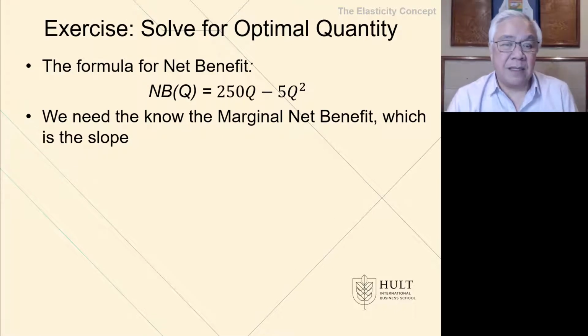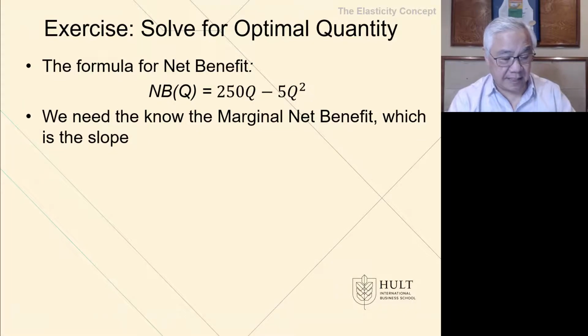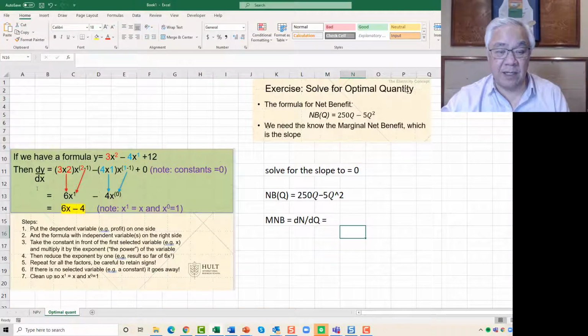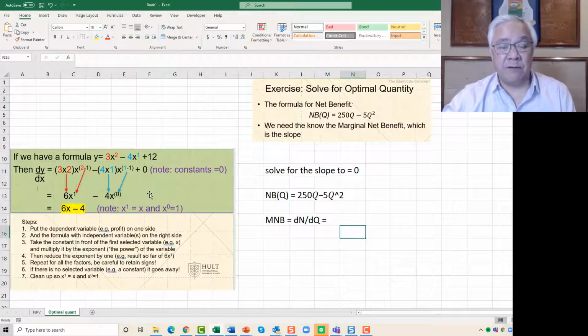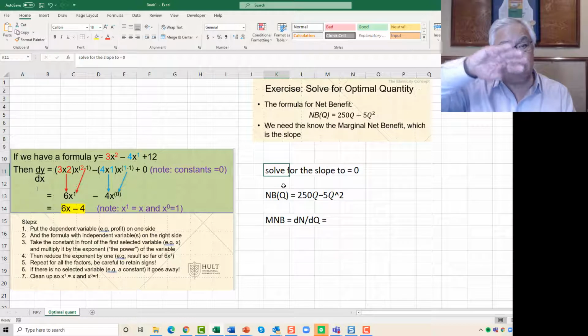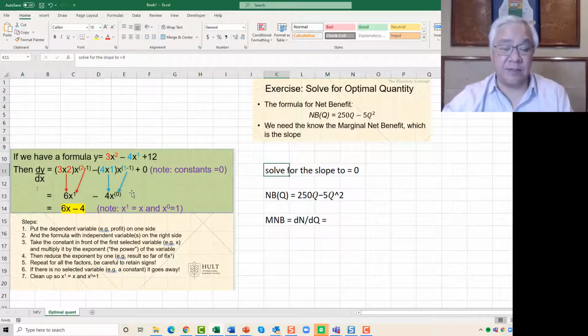So let's solve this problem. So we have this expression that the net benefit with regard to quantity is equal to 250q minus 5q squared, and let's go to Excel. Just copies both the formula and kind of the steps, so again, for your reference later on. So we're going to solve for where the slope is 0, because remember we want to hit the peak, and at the peak its slope is 0.